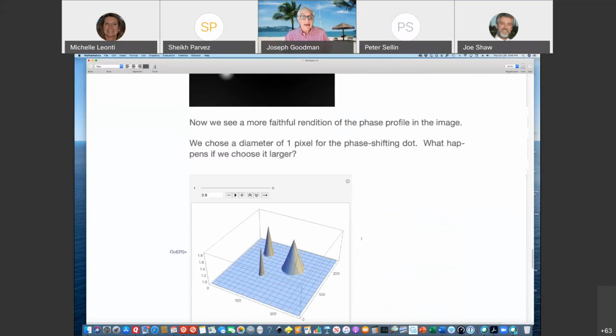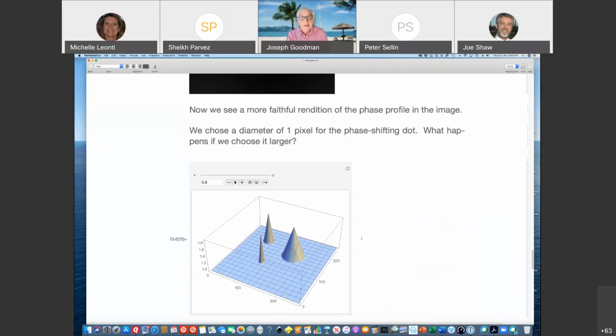Now, an interesting question to ask is, what happens if I open that 1 pixel diameter phase shifting dot? What if I make it bigger? In other words, 2, 3, 4 pixels. Right now, the radius of that dot is 0.5. And we see a nice representation of this. You see it's riding on a background of 1.0, and then we see a nice representation of these 3 pyramids representing intensity. And now I'm going to start to increase the dot.